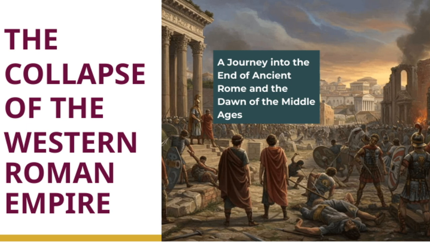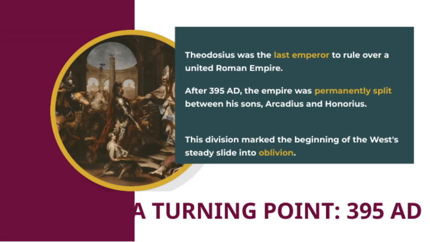Let's get started. A turning point, 395 AD. This moment was truly a pivotal point in history because it marked the beginning of a gradual decline for the Western Roman Empire. After 395 AD, the empire was no longer unified under a single ruler, but was permanently divided between his two sons, Arcadius and Honorius. This division made the empire more vulnerable to external pressures and internal instability.